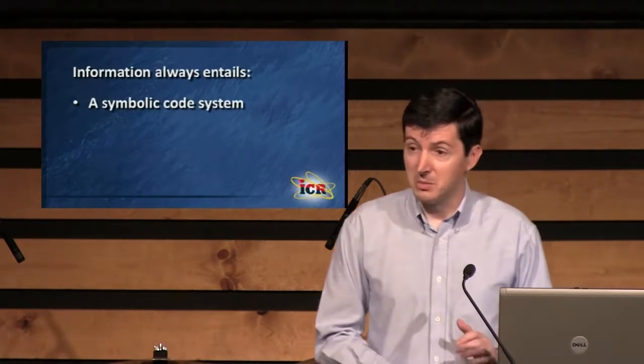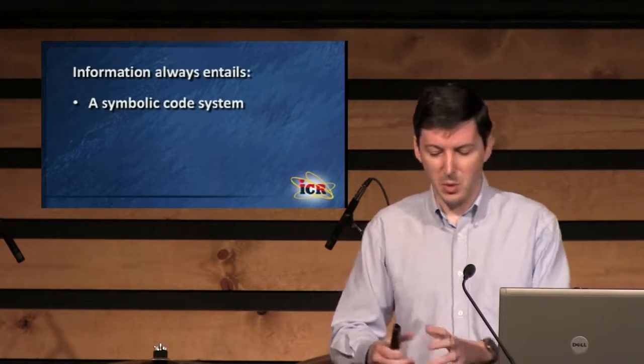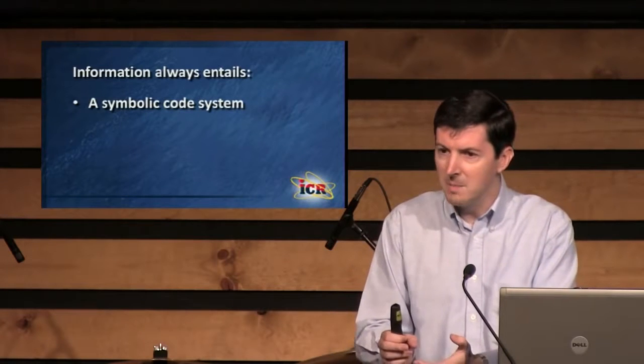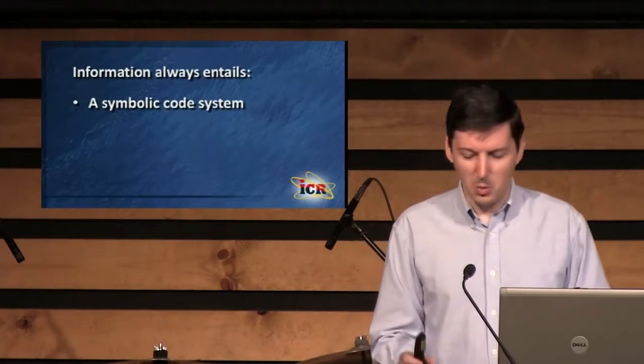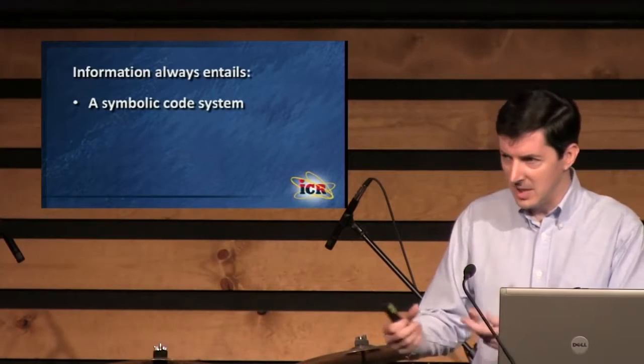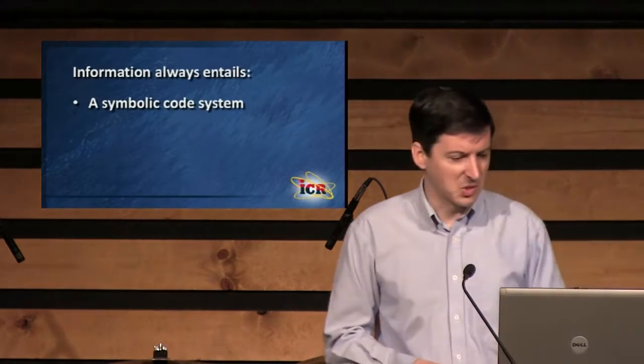Well, we found that a good definition of it entails three quantities. I'm simplifying this a little bit for time's sake. But basically, information always involves a code system, a symbolic code system. So when you pick up a book and it's got a word like lion in it, you don't actually see a lion there. You don't see the animal. You see a word that represents the animal. Okay, so it's symbolic. It's a code system.